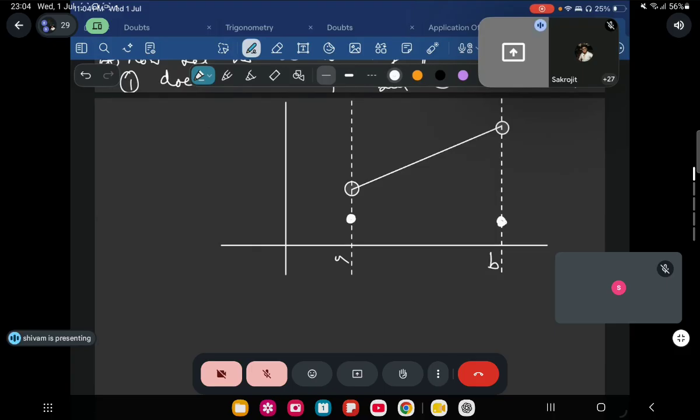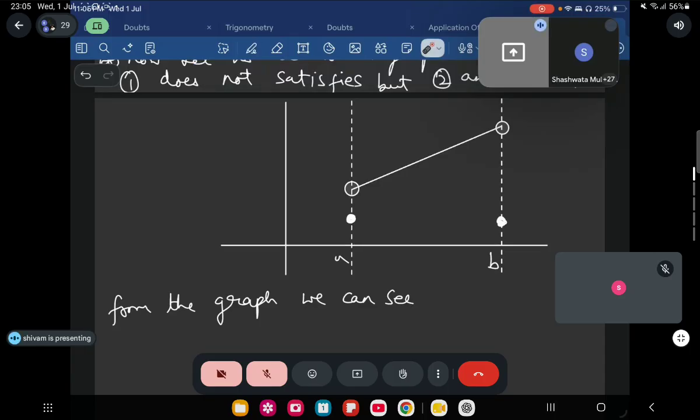So from the graph we can see. Sir, but if the above line had a smooth corner, like a maxima or minima, then we could have said that it has c of Rolle's. Yes, I have given you a counter example, Shashwato. Are you getting? Okay, sir.